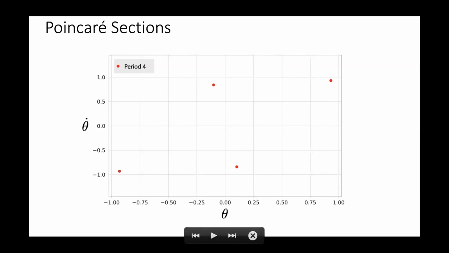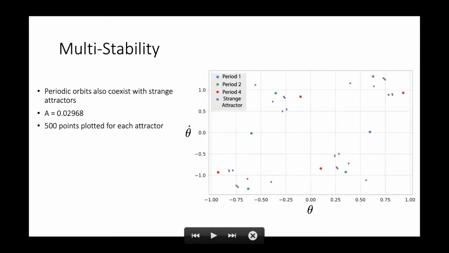And it also has the advantage, as we'll see in a little bit, of being better suited for visualizing more complicated attractors. So we see that when we increase the driving amplitude a little bit from what it was in the previous phase space plot, we still have the same 5 attractors, although now they're being represented by points in the Poincaré section as opposed to curves in the full phase space. And we also now have a strange attractor.